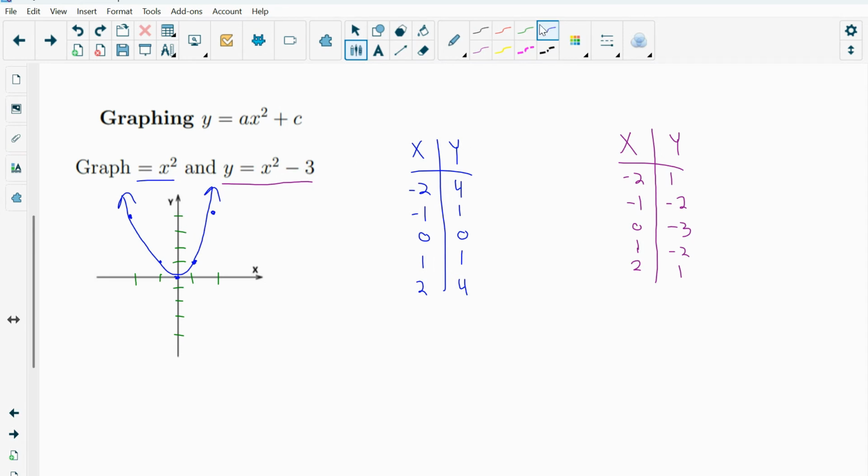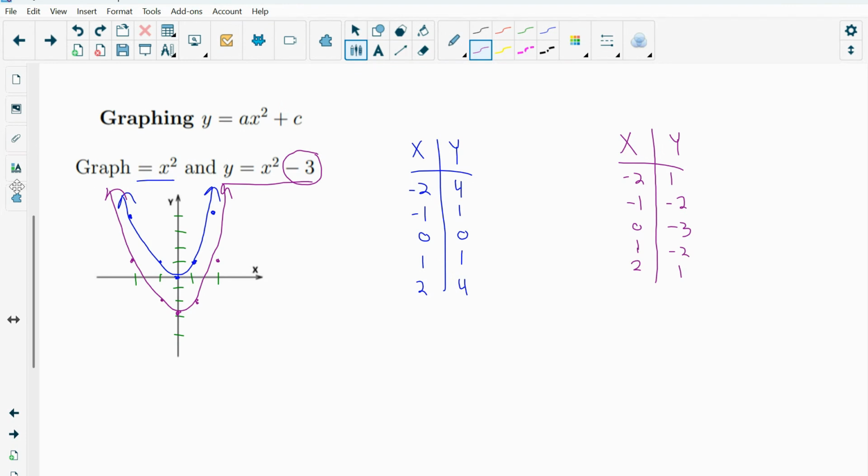Obviously, I just have a rough sketch here. And for this one, I've got negative 2 and 1, negative 1, negative 2, 0, negative 3, so on and so forth. And as you can tell, this one will have the same exact shape as my parent function. It is just moved down 3 spaces, which is all from my C value.